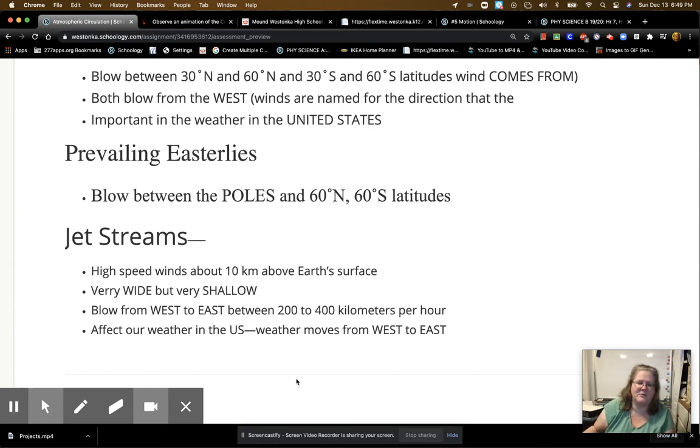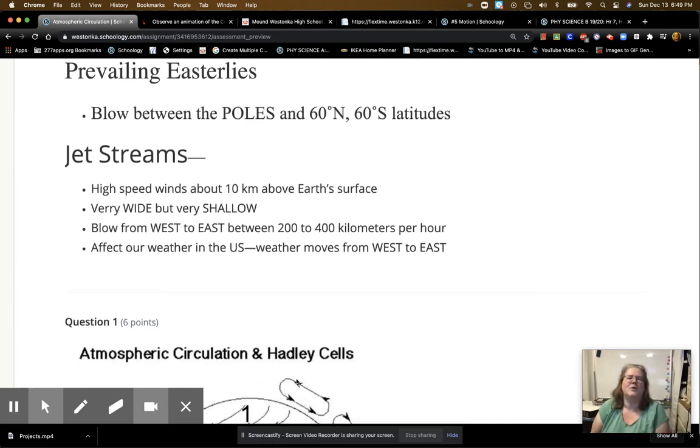And yes, I see that typo. I'll fix it. No one's told me that yet. Blow from west to east between 200 and 400 kilometers per hour, and they affect the weather in the U.S. and they generally move from west to east.